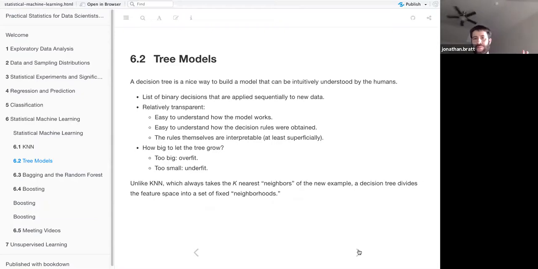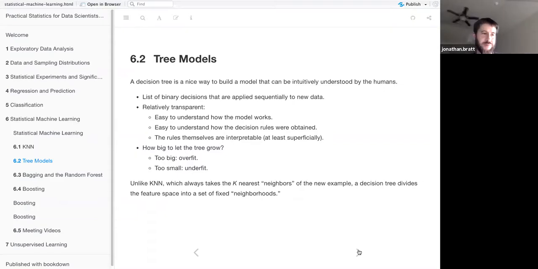And because of that, it's relatively transparent. You understand how the model works. The model is just going through this decision tree. At each point, it makes a decision and takes a different branch of the tree. It's relatively easy to understand how the decision rules were obtained when you fit the model. And the book covers this, so I won't try to go there. And the rules themselves, at least on some level, are interpretable.